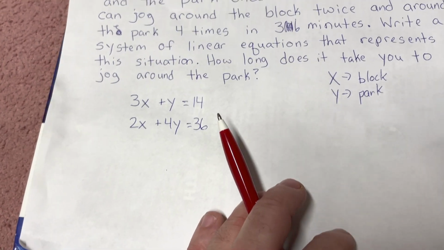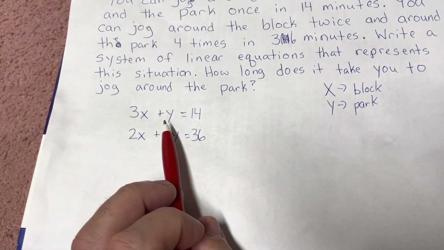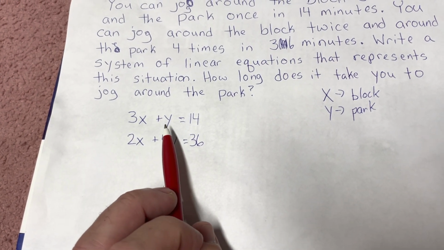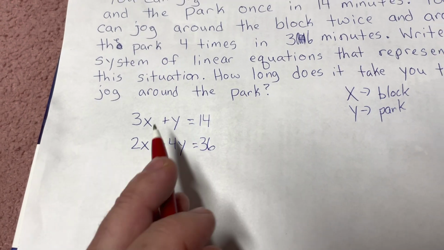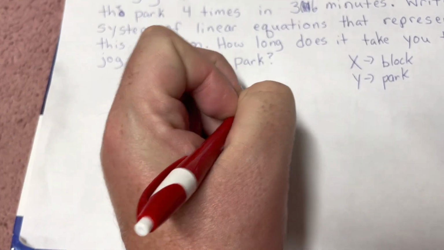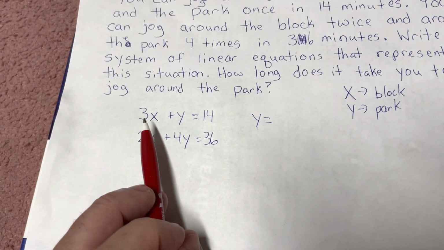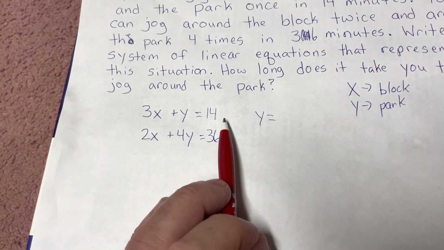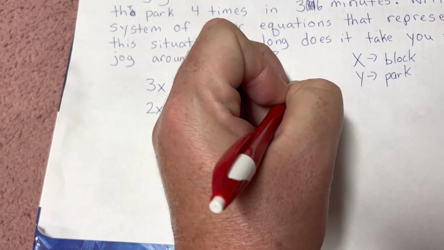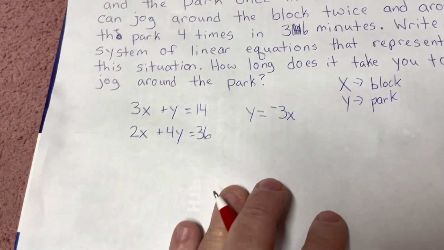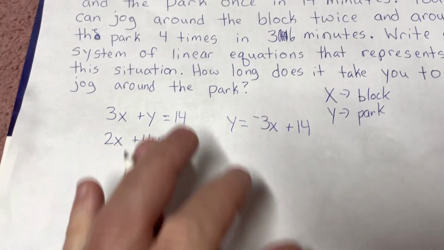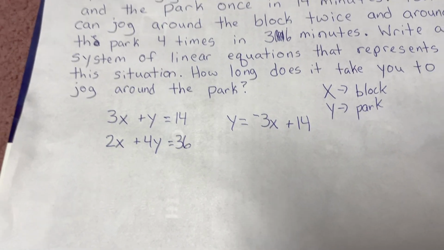So first, I'm going to get everything in slope-intercept form, okay? For Y, I'm going to isolate Y. I'm going to subtract 3X from both sides. That's going to leave me nothing over here. Nothing minus 3X is a negative 3X. And then I'm going to add the 14. So Y equals negative 3X plus 14.